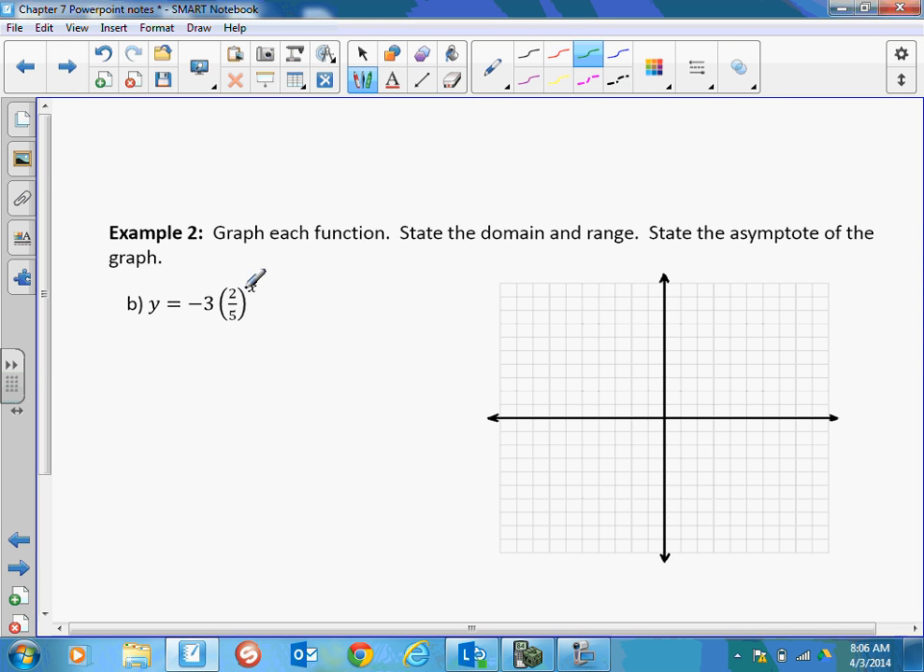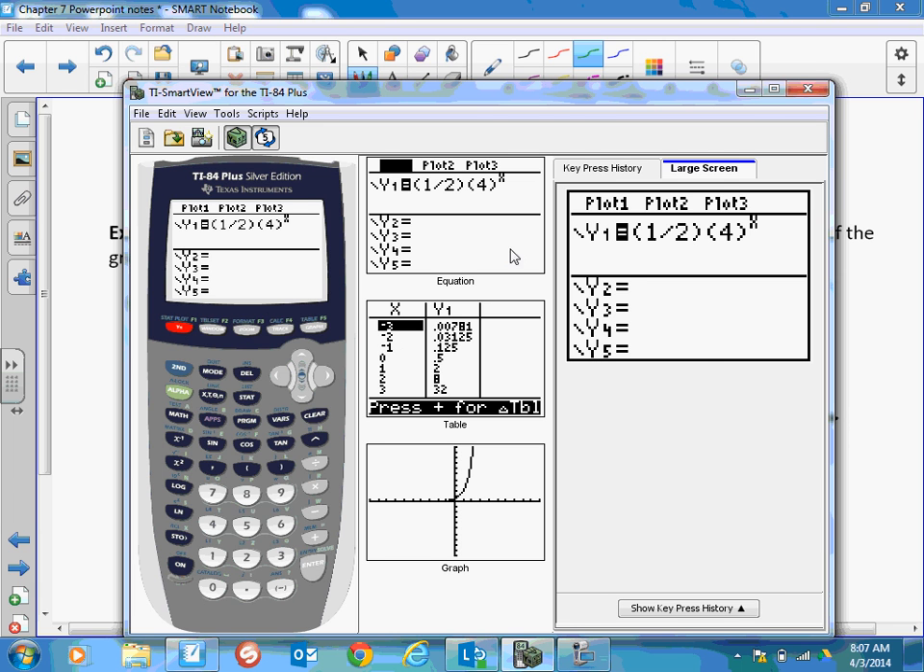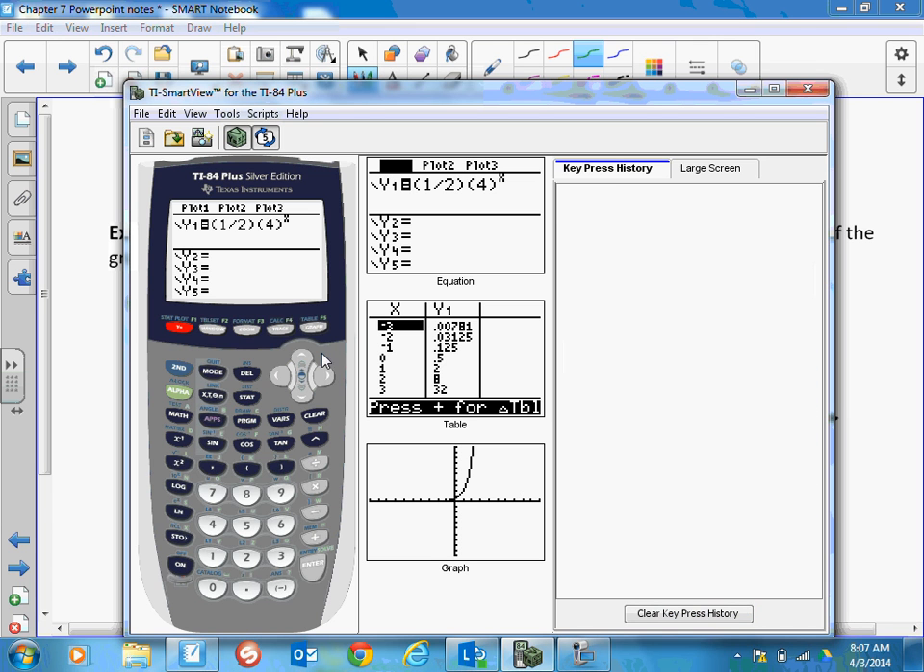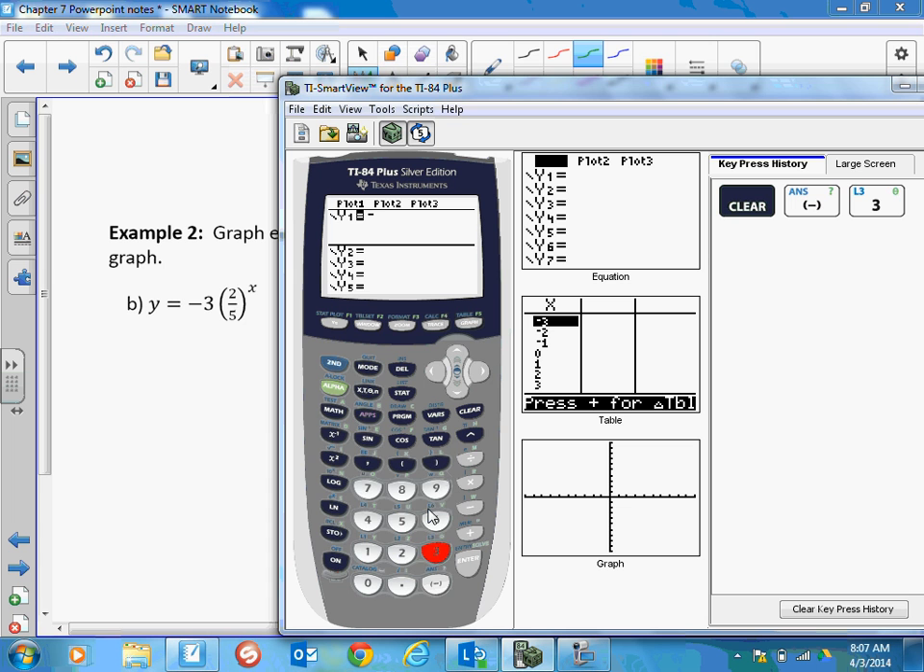Okay, still 2/5, so you should know right now it's going to be decay because 2/5 is less than 1. Whatever the base is, the number with the exponent, it determines whether it's going to be growth or decay. All right, so this one I'm going to use the graphing calculator again. Let's clear this out. Let's go back to y equals. It might not be as big, but that's okay. So then we're going to go, what was the graph? Okay, it was -3 parentheses 2 divided by 5 to the power of x. Then we're going to hit graph.